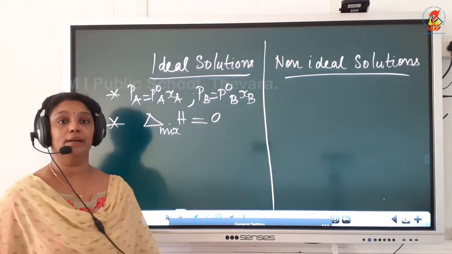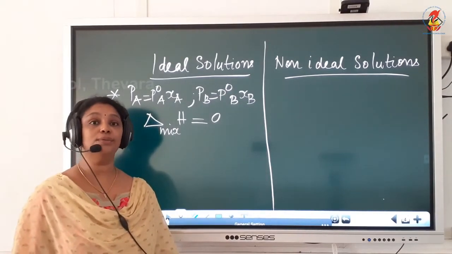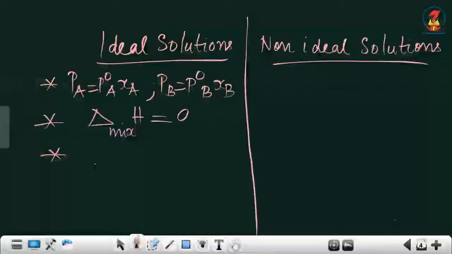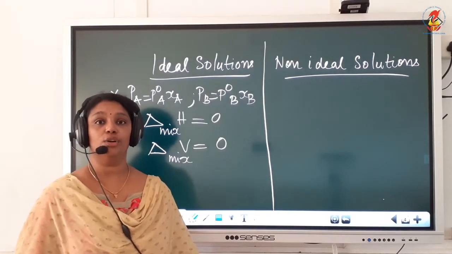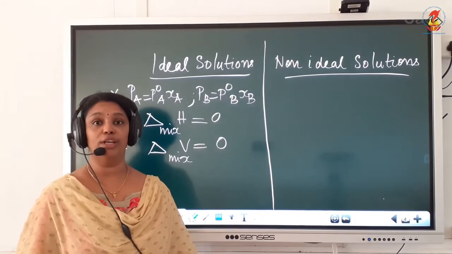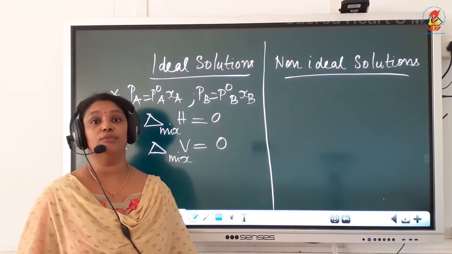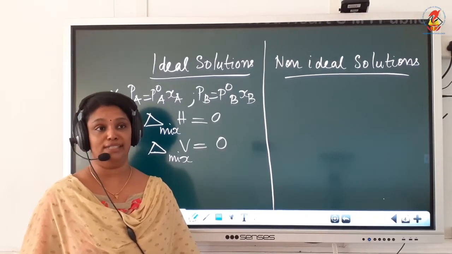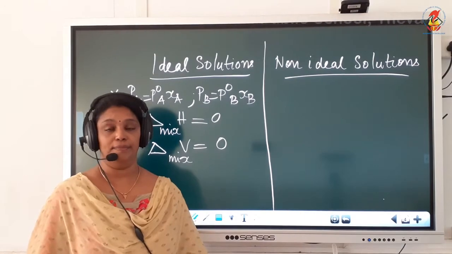Now the third point coming under ideal solution is that the volume of mixing is equal to 0. So delta V mixing is equal to 0. That is, when you mix the components, the total volume of the solution will be the sum of the volumes of all the components present. So there is no change in volume when you mix the components. That is, delta V of mixing is equal to 0.